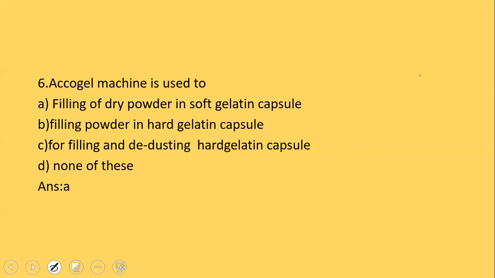Next question. Ecogel machine is used for option A filling of dry powder in soft gelatin capsule, option B filling powder in hard gelatin capsule, option C for filling and de-dusting hard gelatin capsule, option D none of these. So the right choice is filling of dry powder in soft gelatin capsule. Ecogel is used for filling of dry powder in soft gelatin capsule.